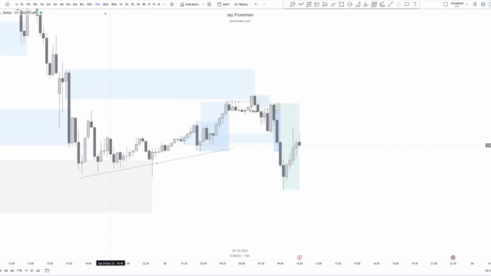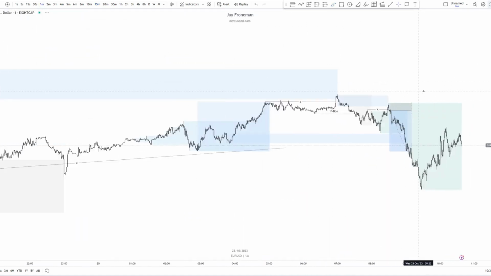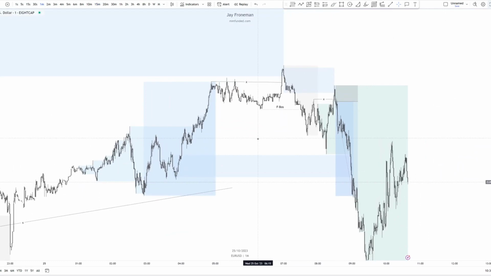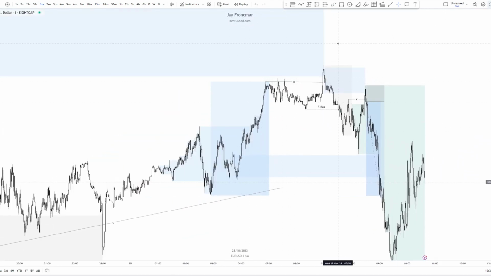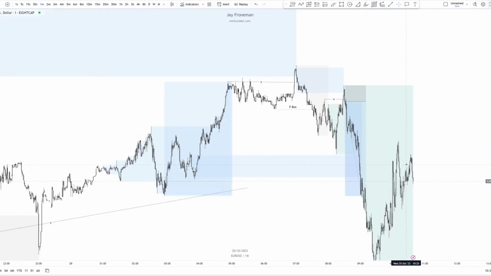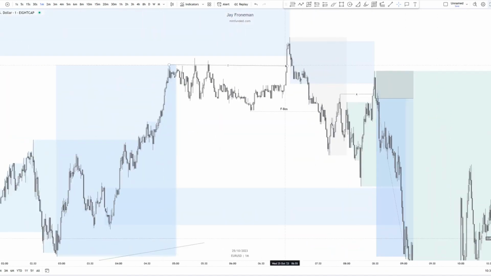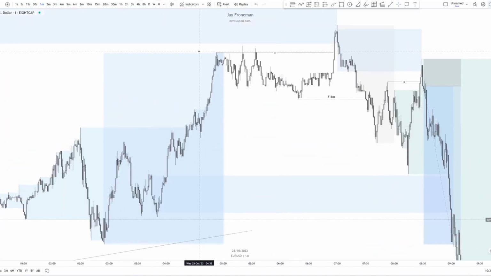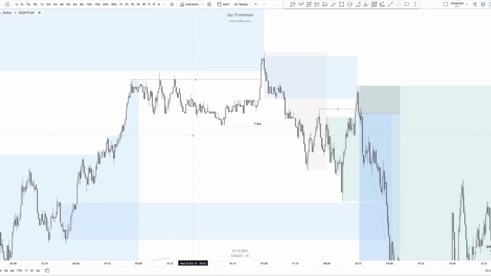Okay, so what I was looking for going into session, exact same model. I wanted to see a sweep of those Asian highs, the mitigation into that M15 supply to continue short as my confirmation. All right, so this morning we had Asian session close at 5 o'clock, which I marked out in a box for you. The indicator also marks it out for you. You can see these highs over here. We swept Asian session at about 20 past 5.